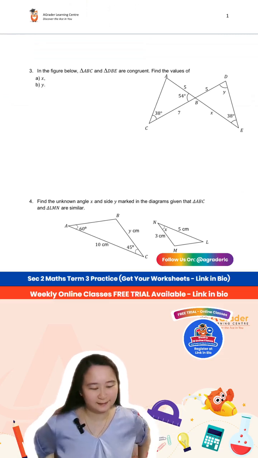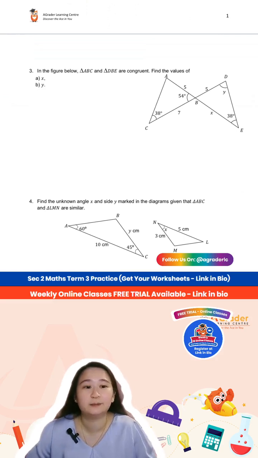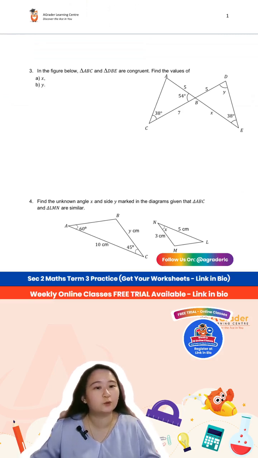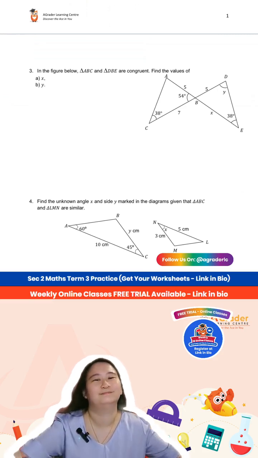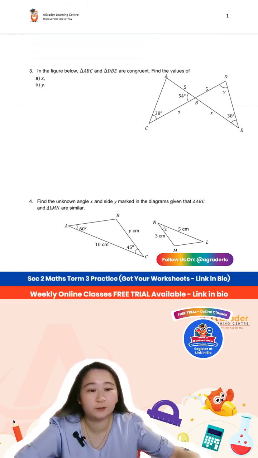I see. Okay, congruent actually just means that there's two exactly the same triangle, so they are of the same size. All the corresponding angles will be equal and their corresponding sides will be equal. Okay. So with this information, you can actually solve the question.